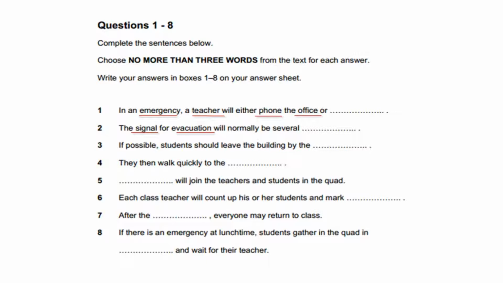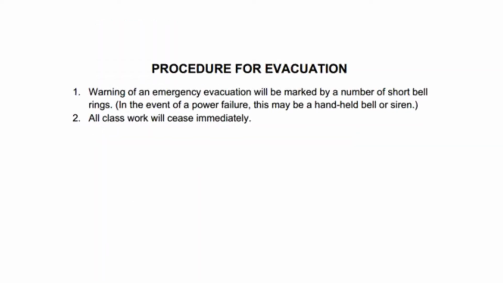Again, quickly return to the text and scan for the answer. A quick tip is that answer 2 should appear after answer 1 in the text, so there is probably no need to read paragraph 1 again. So if we start reading after this point, it says, Procedure for evacuation. Number 1, warning of an emergency evacuation will be marked by number of short bell rings. In the event of a power failure, this may be a handheld bell or siren.